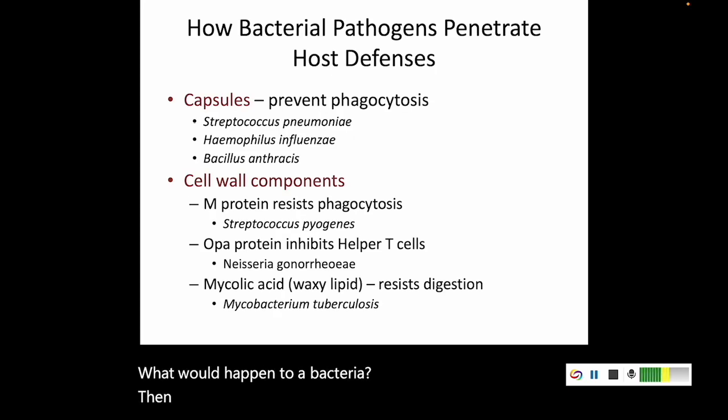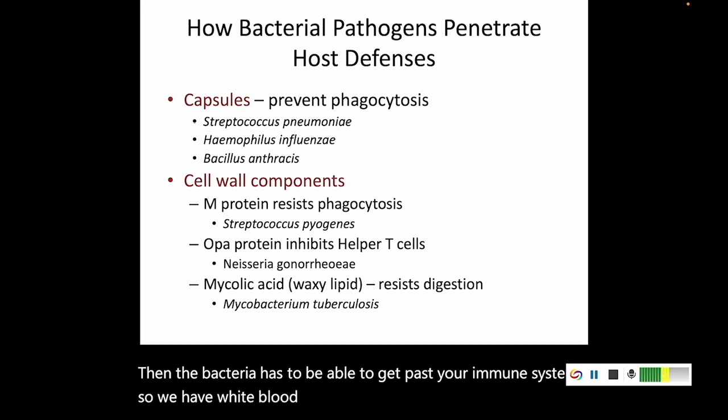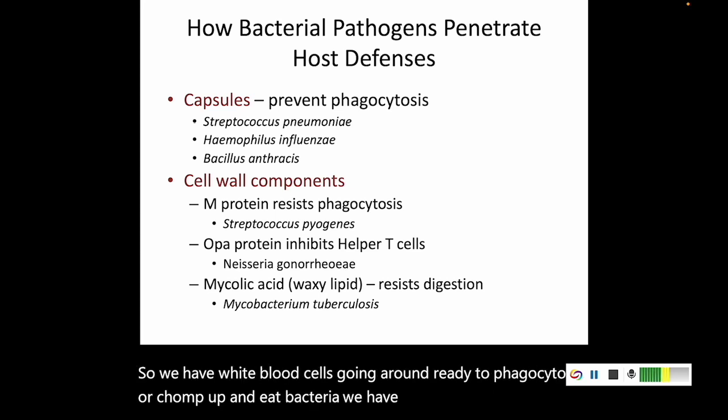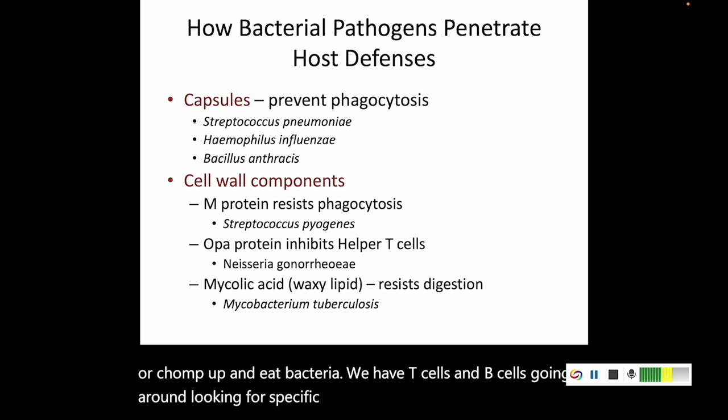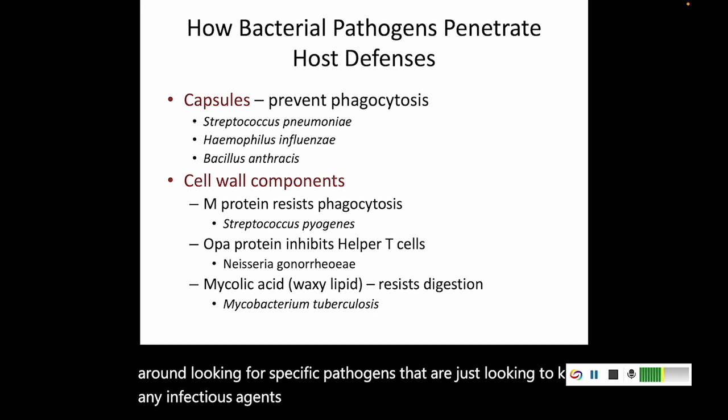Then the bacteria has to be able to get past your immune system. So we have white blood cells going around ready to phagocytose, or chomp up and eat, bacteria. We have T cells and B cells going around looking for specific pathogens that are just looking to kill any infectious agents. So somehow these bacteria have to avoid your immune system.